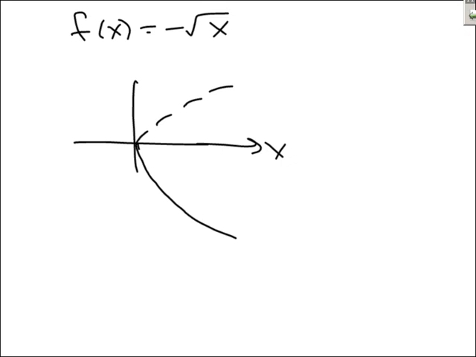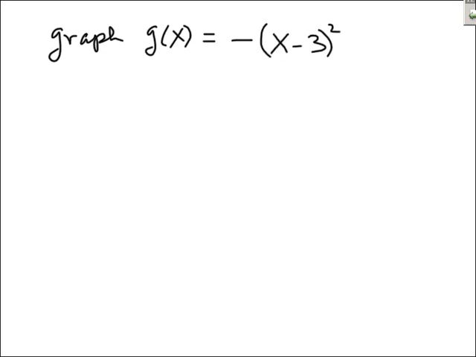Okay, so now, naturally, let's do some more complicated graphs that have minuses. For example, if I ask you to graph g of x is equal to negative x minus 3 squared plus 4. Okay, this here is a negative x squared graph. So I'm just going to draw it upside down.